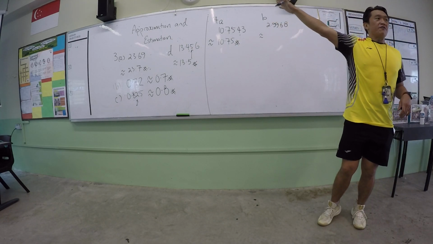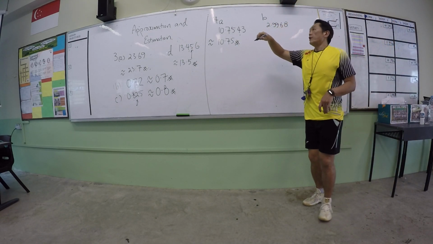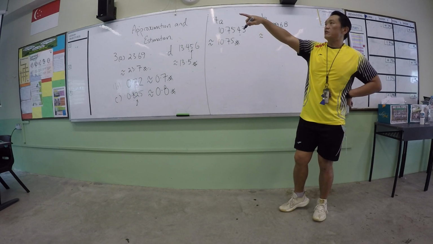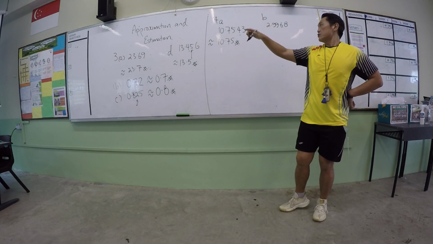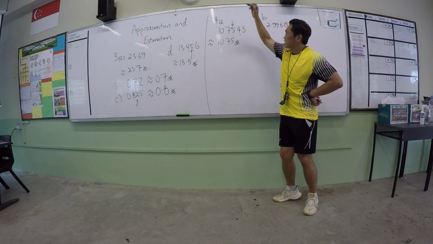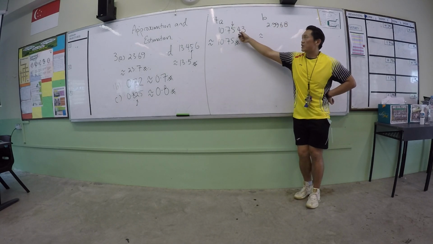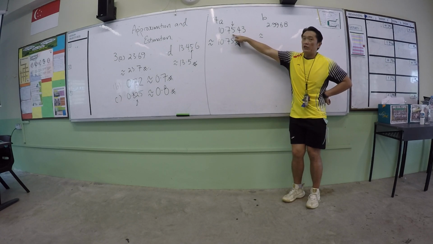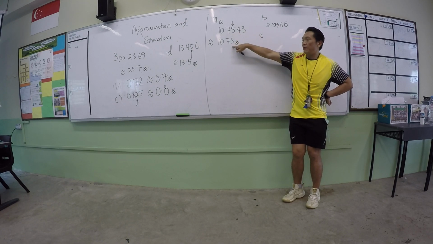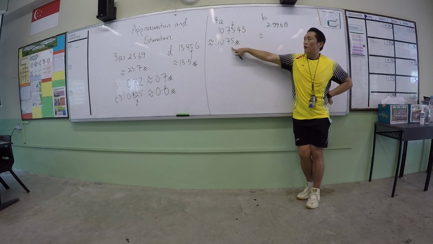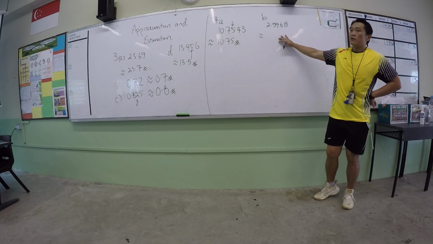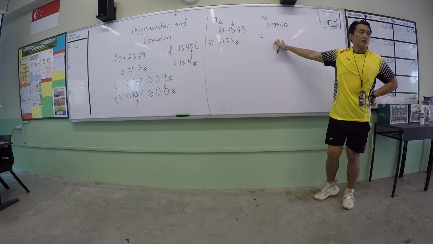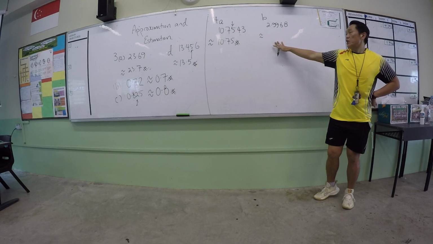Let us go through question 4. 4A. We are rounding off the numbers to 2 decimal places. So to determine the 2nd decimal place, we look at the 3rd decimal place. Since this is 4, it means we don't round up. 5 remains as 5. Okay? Part B is a bit more challenging.